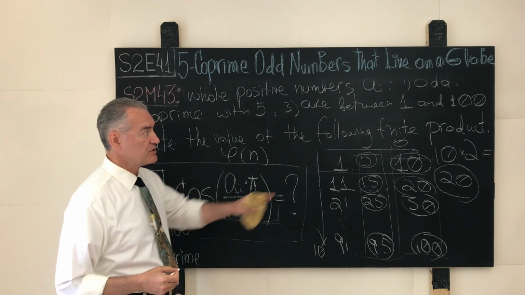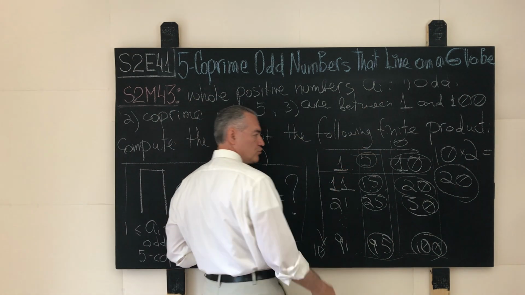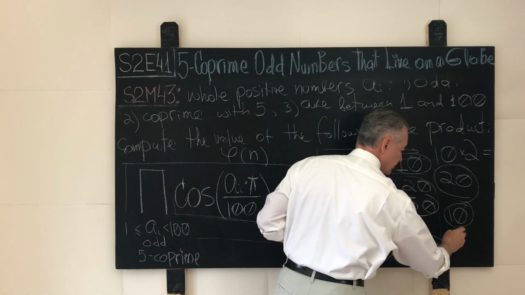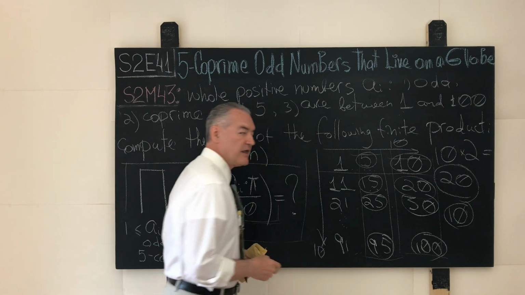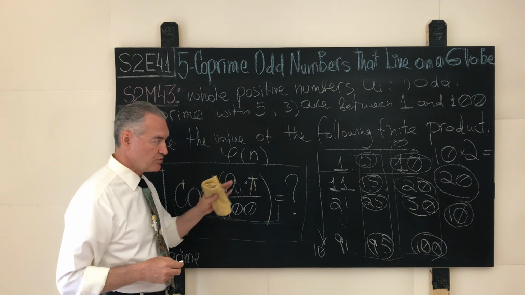Which means that between the numbers 1 and 100, there will be precisely 20 over 2, 10 numbers that are odd and that have the prime factor of 5 in their prime factorization. That's on the one hand.